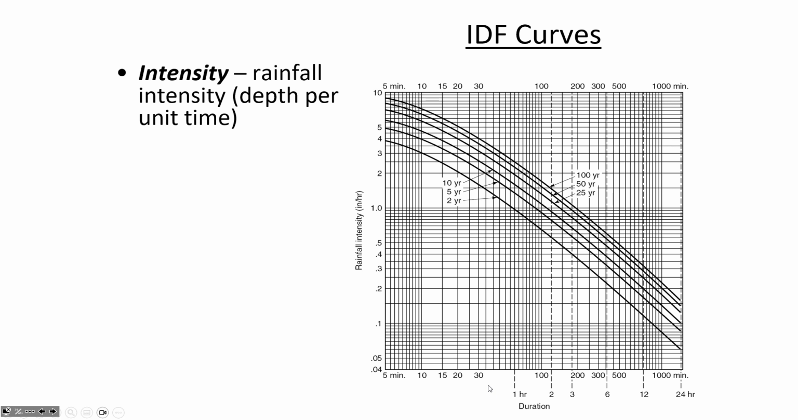If we wanted to know a storm that comes around once every 2 years, so a 2-year storm, if we were interested in if it's going to last for a duration of 1 hour, we can go up, reflect off of the 2-year storm, and that says 1 inch per hour. So if you have a storm that lasts for 1 hour, you could expect that a 2-year storm would have an intensity of 1 inch per hour.